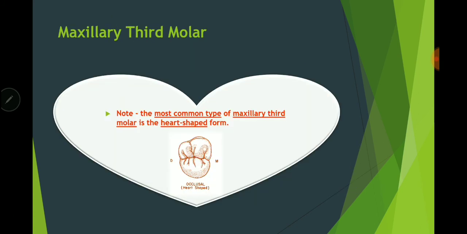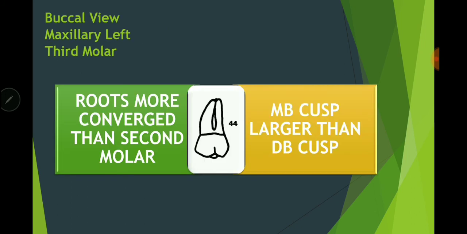All right, third molars. So the most common type of the third molar is the heart-shaped form. All right, you should be able to remember that. And this is the same variation of the second molar. So remember, the most common variation in maxillary second molars is the heart-shaped. Okay, but the most common form of the maxillary third molars is heart-shaped. So the third molars, the roots are more convergent than the second molar, and the mesial buccal cusp is larger than the distal buccal cusp.